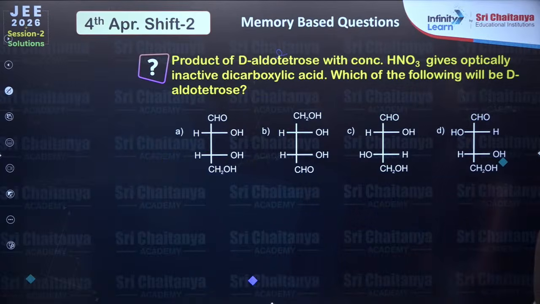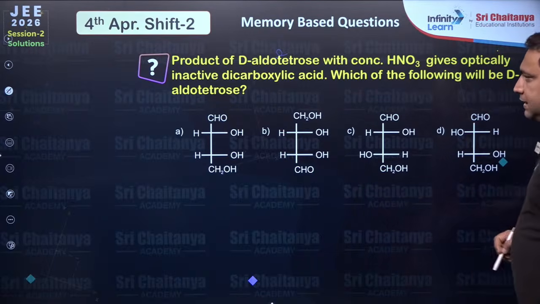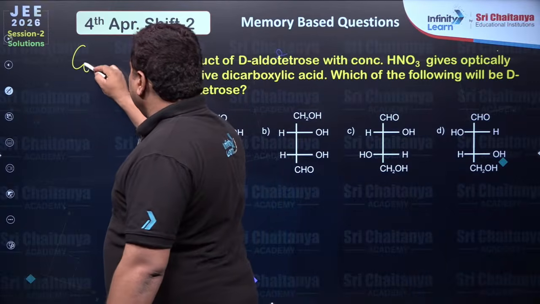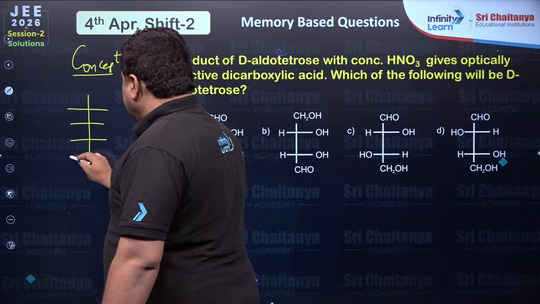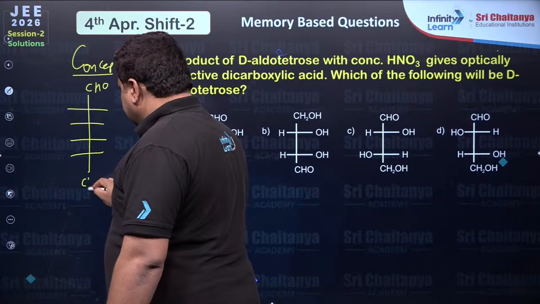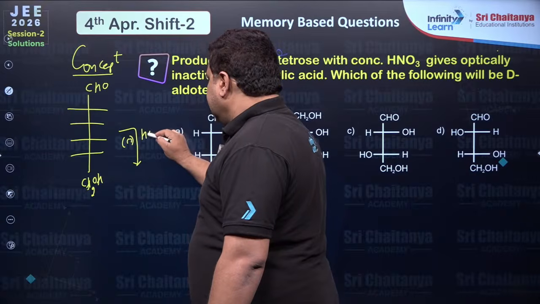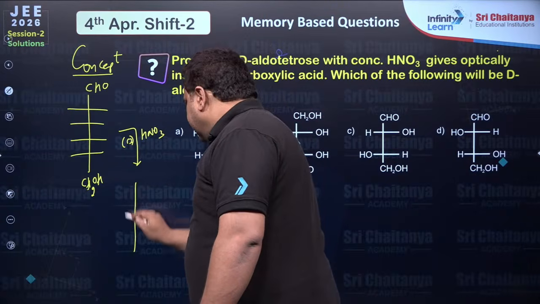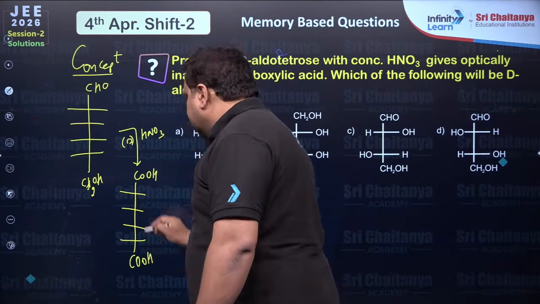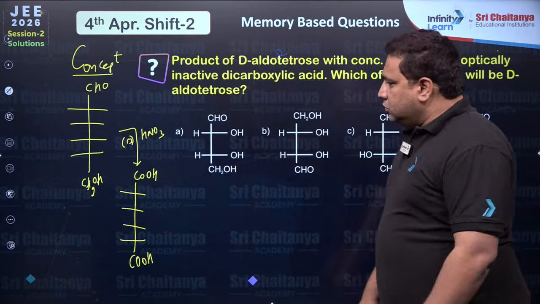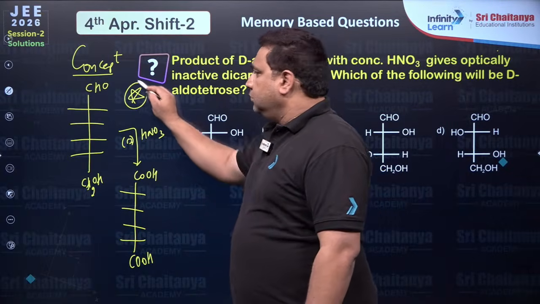Next, product of D ultra with concentrated nitric acid. So what is the concept here? Everyone tell me. The concept here is, on top any number of carbons are there is aldehyde, and at the bottom any number of carbons are there, that is alcohol. And if you do oxidation with nitric acid, that is HNO3, then top also will become acid and bottom also will become acid. Aldehyde also will become acid, primary alcohol also become acid. That is the concept. Clear everyone?